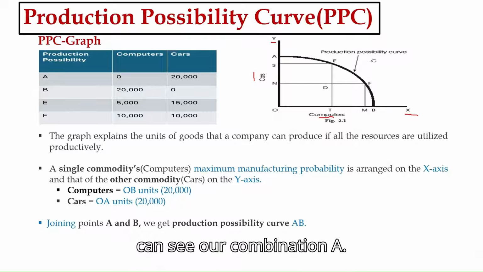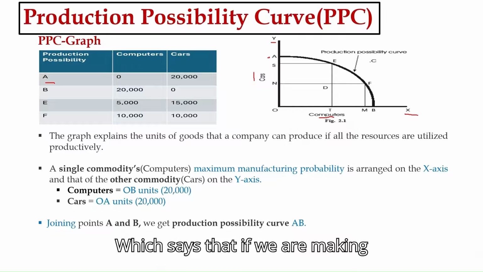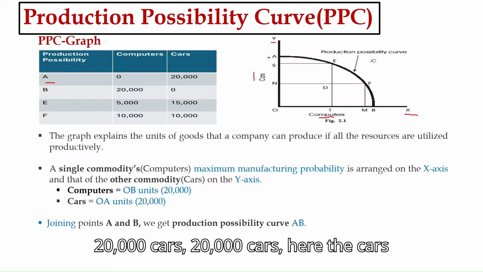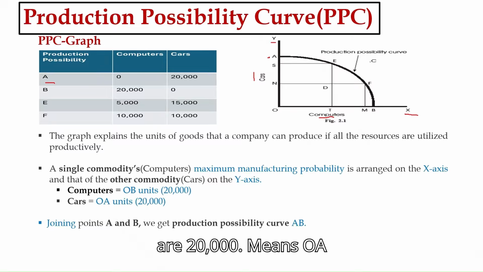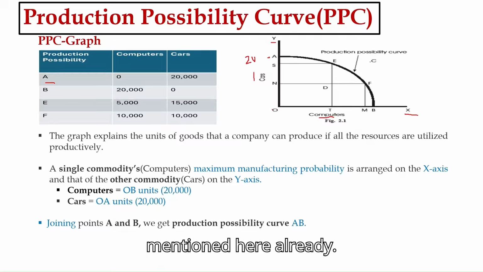Now you can see our combination A, which says that if we are making 20,000 cars, it means OA units. This is my OA units, meaning 20,000. I have mentioned it here already.